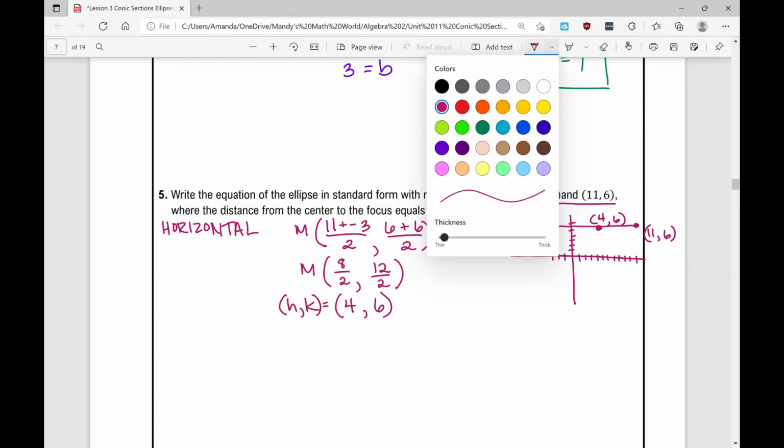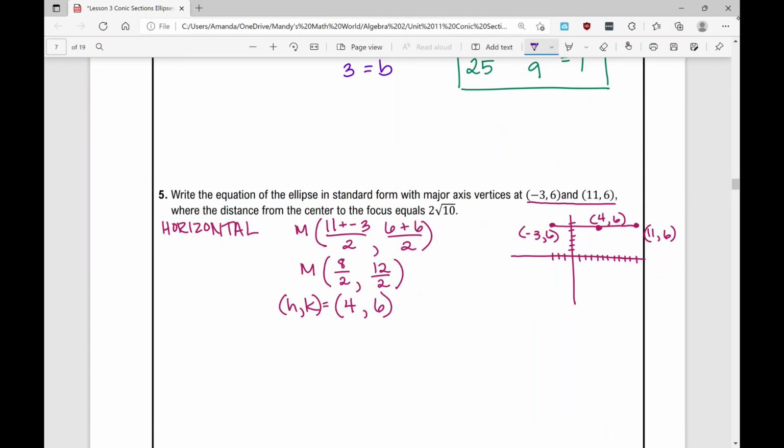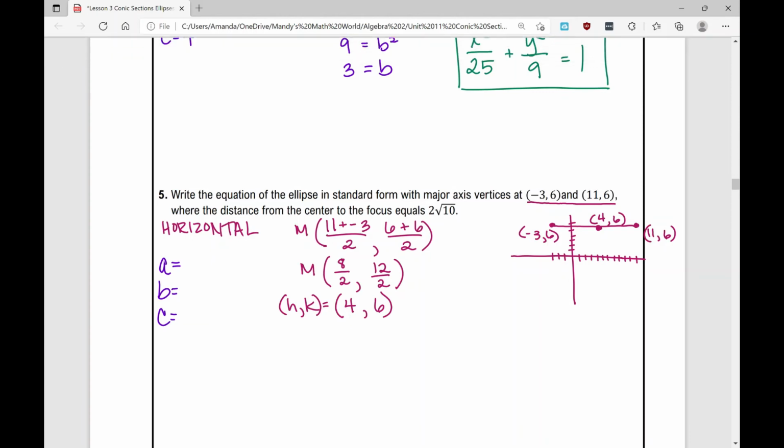Okay, so now what else are we given? We know that we need values for A, B, and C. We know that our major axis is horizontal, which means our A value is that distance, which we just said was 7. So A is 7. We know that the distance from the center to the focus equals 2 square roots of 10. Well, that's our C value. We don't know our B value, so we're going to use our formula, C squared equals A squared minus B squared, to find our missing B value.